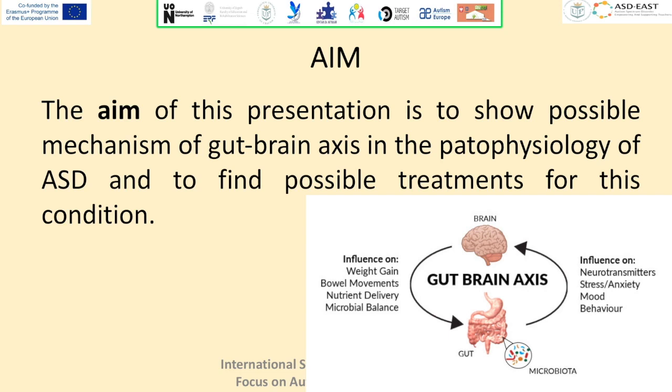Probably you will ask me what is the aim of this presentation. The aim is to show possible mechanisms of the gut-brain axis in the pathophysiology of ASD and to find possible treatments for this condition. Here on this slide you can see the connectivity between gut and brain, and some of the authors say that our gut and our gastrointestinal system is our second brain. There is a lot of influence on neurotransmitters, stress, anxiety, mood, behavior, because the same neurotransmitters interact in our gut and in our brain. We will see that connection on the next slides.